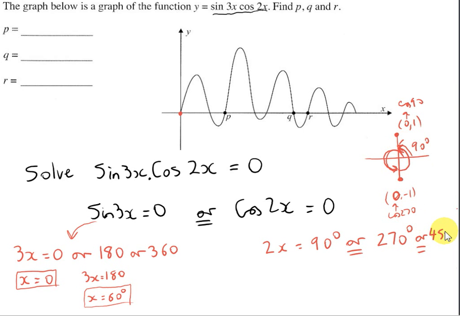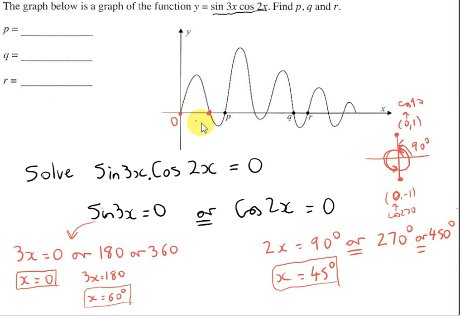That's 450 degrees. That might be enough, hopefully. Okay, let's suppose 2x is 90 degrees. Well, then we get x equals 90 divided by 2 is 45 degrees. So you see the smallest value of x for which this graph cuts the x-axis is x equals 0. And the second smallest, as you can see, is not 60 degrees, it's actually 45 degrees. So this point here is 45 degrees.